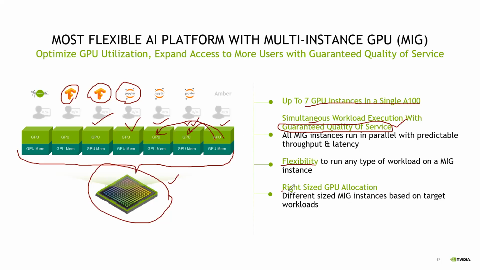So, different size MIGs based on target workloads. You have different sizes of MIGs also. Maybe if this guy wants to use more GPU memory, he can get a bigger MIG instance. This guy wants to use it only for production, maybe for a single model, so he can use less memory of the GPU. Or this guy wants to run a very big job, he can use a little more memory of the GPU. So things like that can happen.